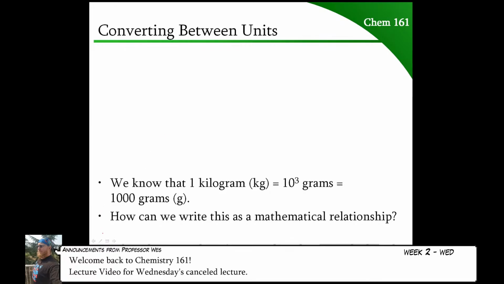I'm going to take this relationship down here. 1 kilogram is equal to 1,000 or 10 to the 3 grams. And what we're going to do is we're going to do math with this. We're going to do a bit of algebra. I'm going to start by writing the expression like that. And then I'm going to do some algebra.